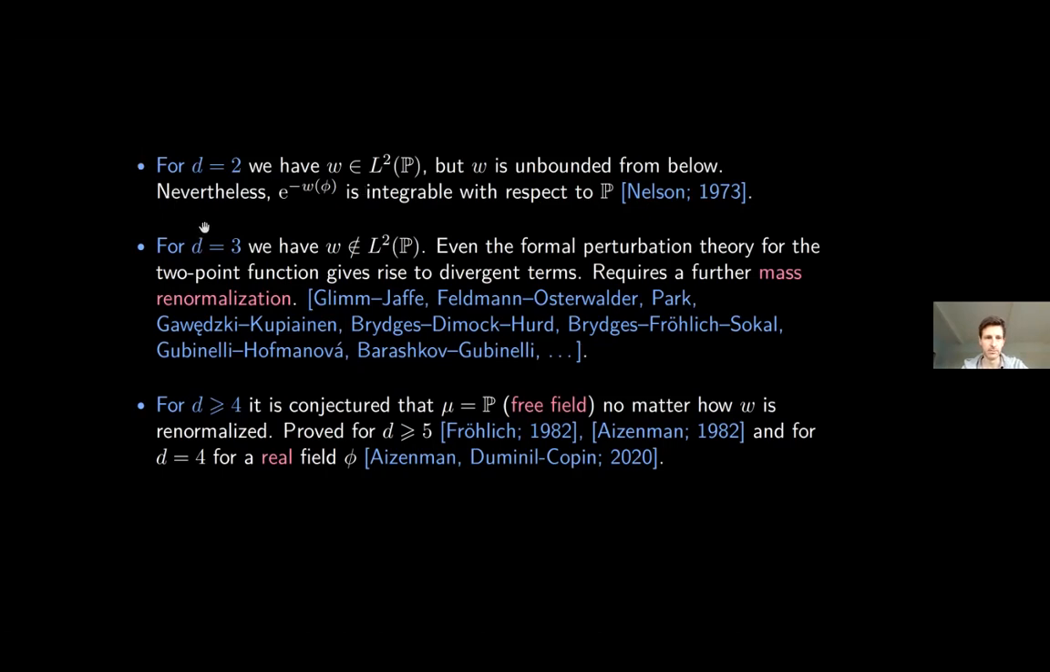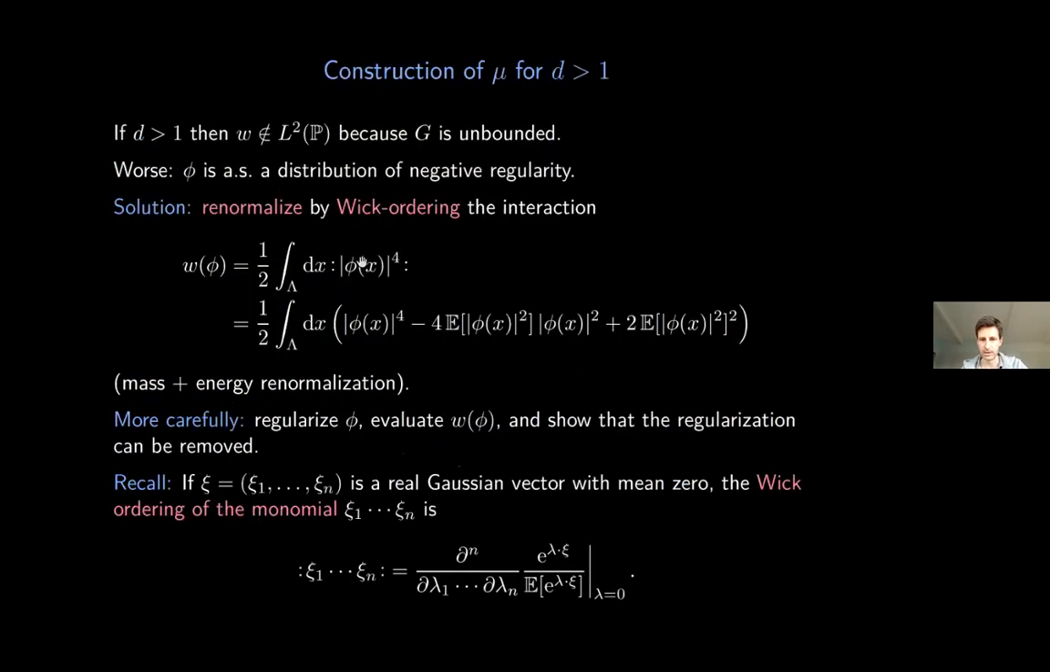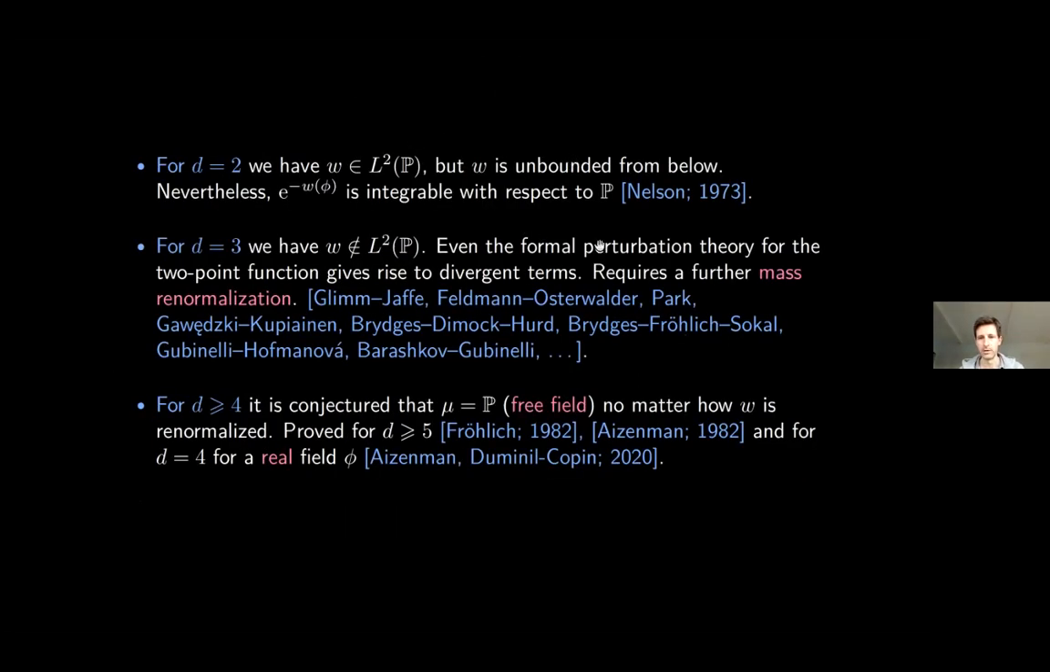Now, if we go to dimension 3, again, things become increasingly difficult. In particular, you can again do this calculation. Now, even after Wick ordering, this interaction is no longer in L2. The reason for that is that G has an algebraic singularity, and you get terms which have a too high power of G, and they are not integrable. And you can do a formal perturbation theory, for example, for the 2-point function. I think that's the easiest way to understand what's going on.